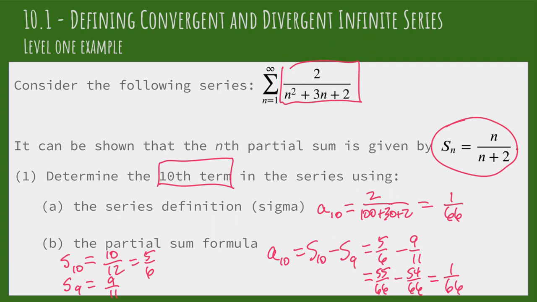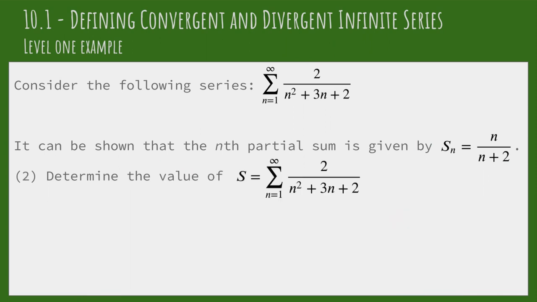The point here is basically to show you that using the sigma notation or using a partial sum formula, we can answer the same question in different ways or using different pieces of information, and we need to be able to do it both ways. A problem might only give us one of the two, and if we have to answer the question given just one of the two, then obviously we're restricted to what's given to us.